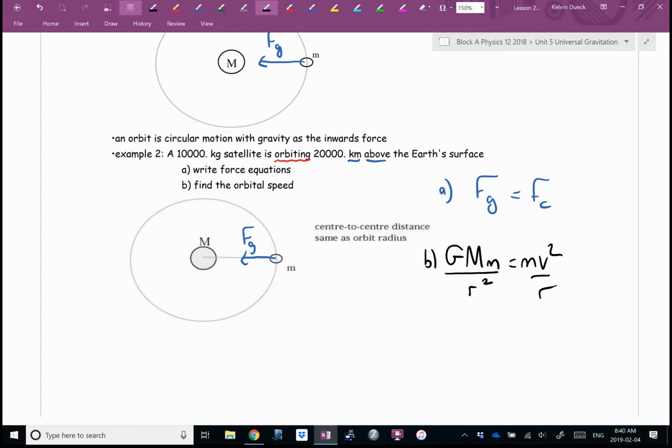What do you notice? Or do you notice anything at all? What cancels? It turns out once you're in orbit, it doesn't matter how big your mass is. Everything that has this orbital speed will orbit at that speed regardless of their mass. Everything at this radius will orbit at the same speed. Okay? So that's kind of handy.